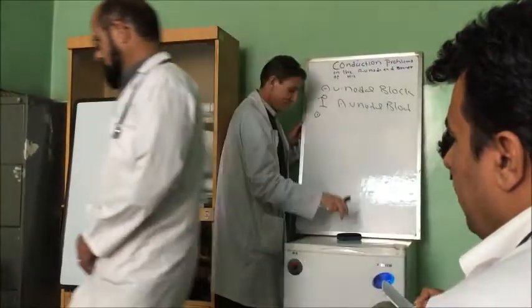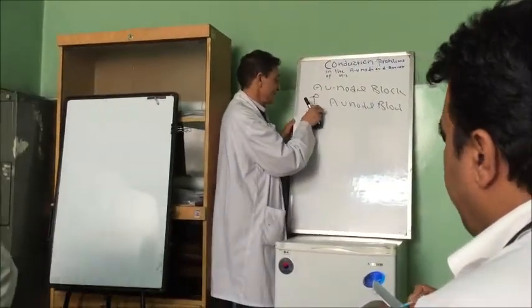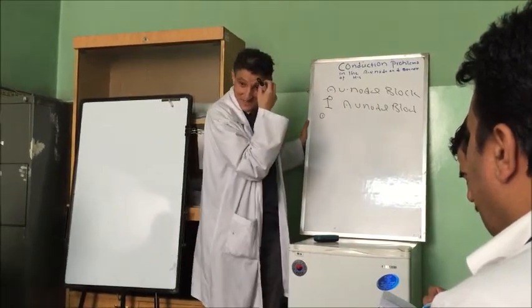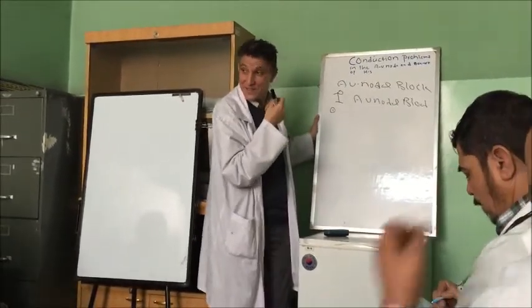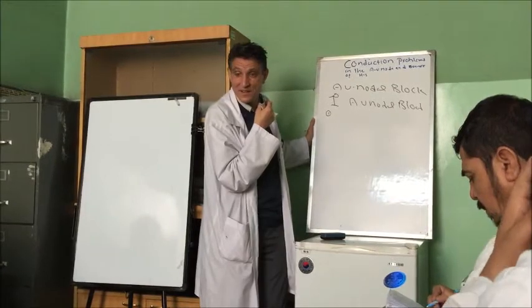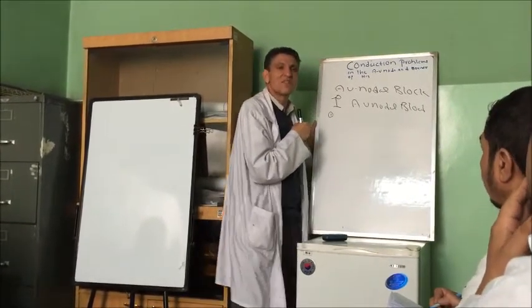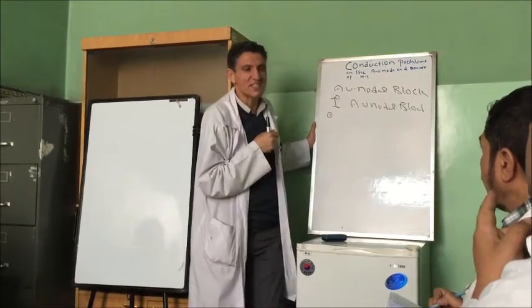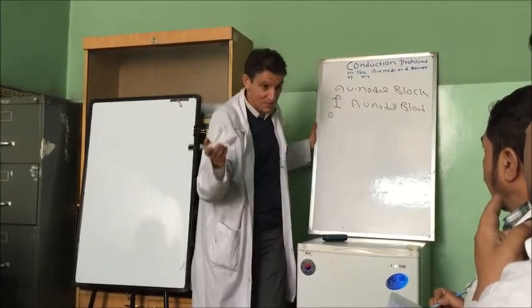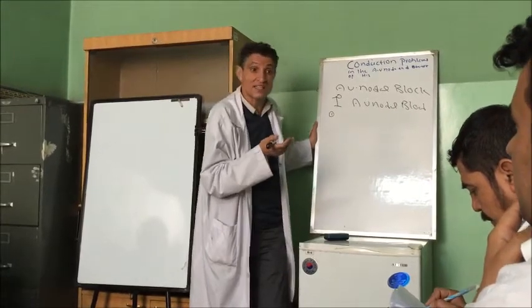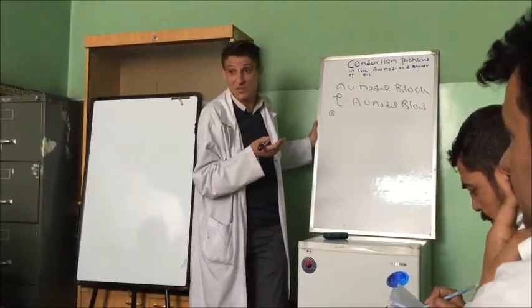the atrial impulse is conducted to the ventricles, but takes longer than normal to get there. The PR interval is fixed. So first degree AV nodal block is a block whose characteristic feature is prolongation of the PR interval. This is why I'm giving some explanation to you. You should know the exact concept of the first degree AV nodal block.